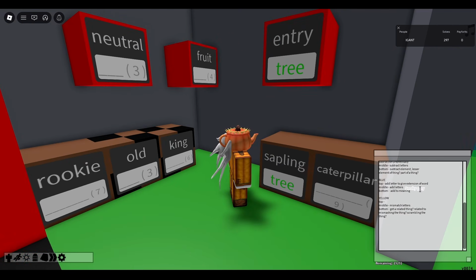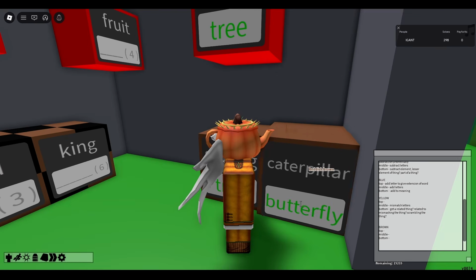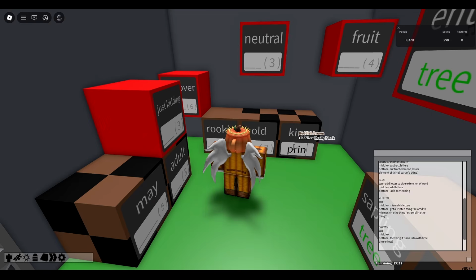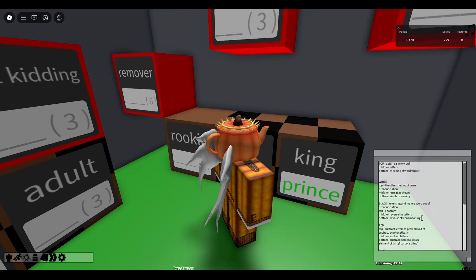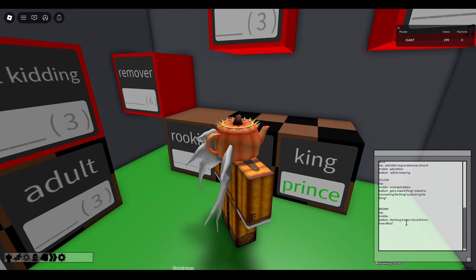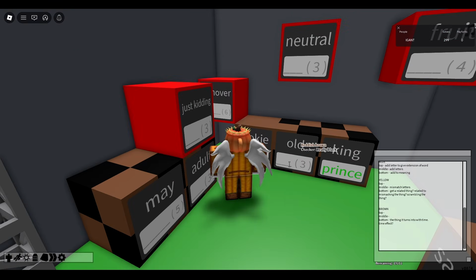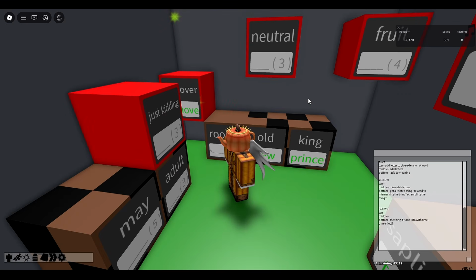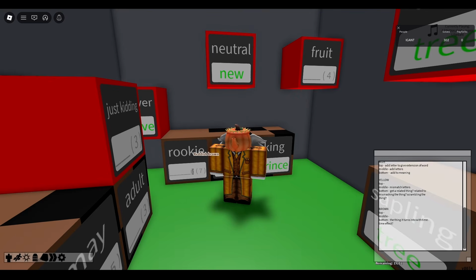So is lower brown gonna be like the next thing up? Caterpillar, butterfly. So lower brown's gonna be the thing it turns into with time. Time effect question mark. Okay, wait, is this gonna be prince? Yeah. Lower black is reverse of meaning. So I think it's saying you do the same thing but you reverse it. So time in reverse is a prince. Old in reverse would be new? Yeah. Remover, that's gonna be J. Okay, neutral, new. What's the rookie thing here?